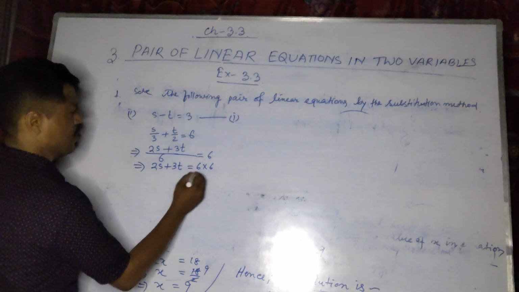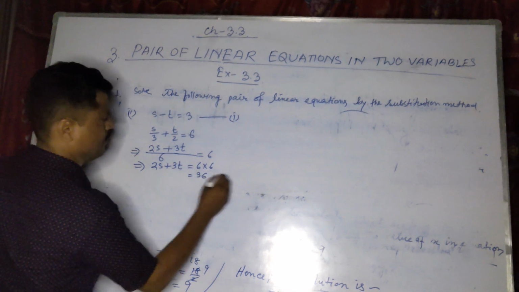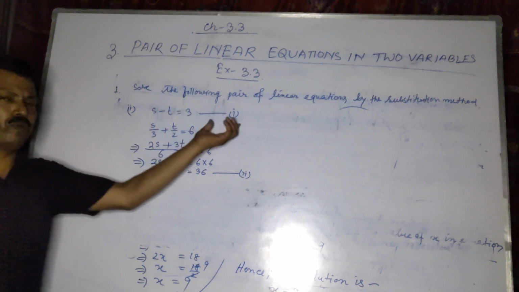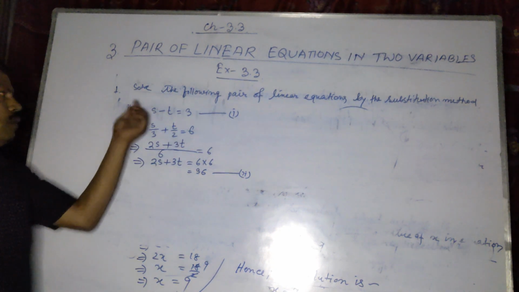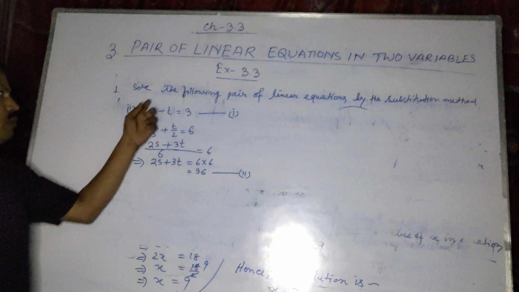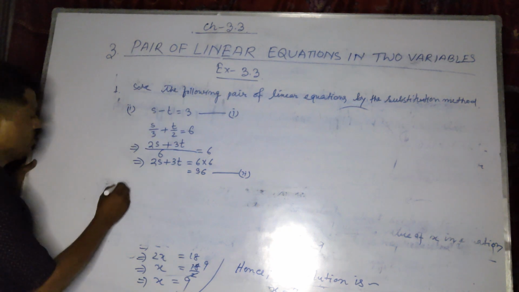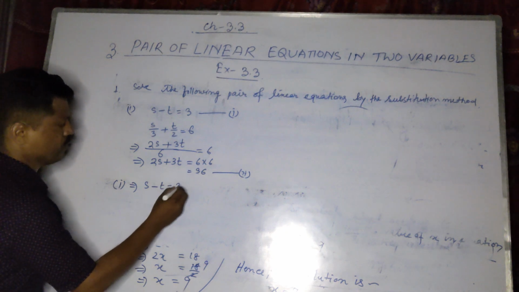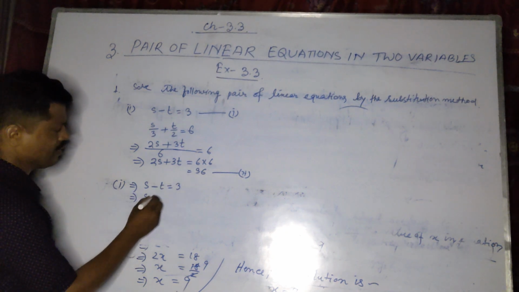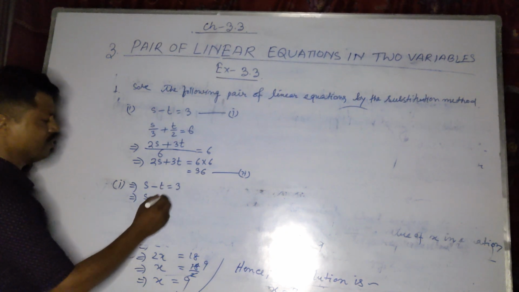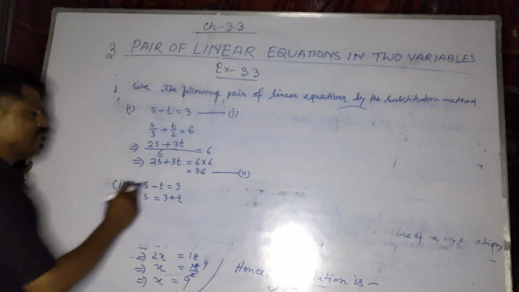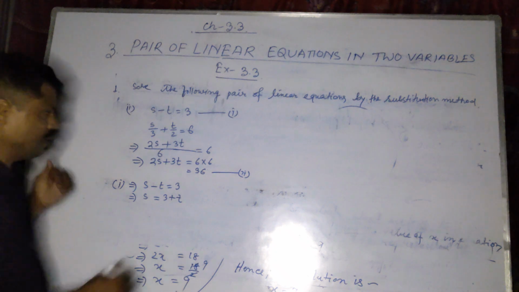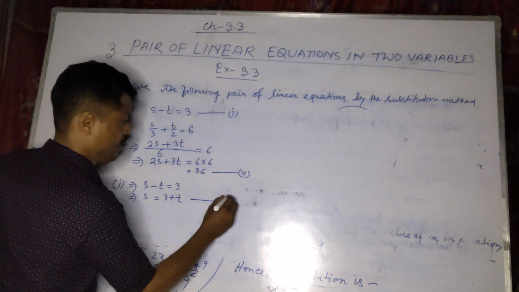Now this is equal to 36. This is equation number 2. From equation 1 we have to find the value of s first. We take the value from equation 1, s minus t is equal to 3. Then s is equal to 3 plus t. Since t is minus on the left-hand side, it will be plus on the right-hand side. So we write this as equation number 3.